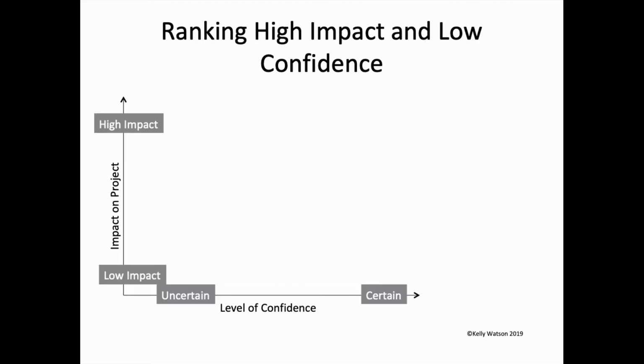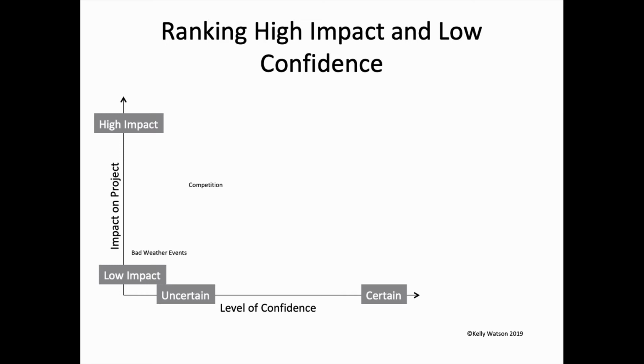So once you've identified your STEEP drivers, what we then want to do is rank them for high impact and low confidence. What we mean by that is as follows. Let's take, for example, competition. Let's say that you feel that has a moderate impact on your project, but is relatively uncertain, which means you don't know how that's going to impact your project. So you would place it here.